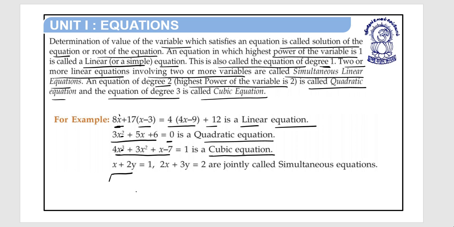x + 2y: two variables, one is x and the second is y. x + 2y = 1 and 2x + 3y = 2. Two equations, equation number 1 and equation number 2, are jointly called simultaneous equations.